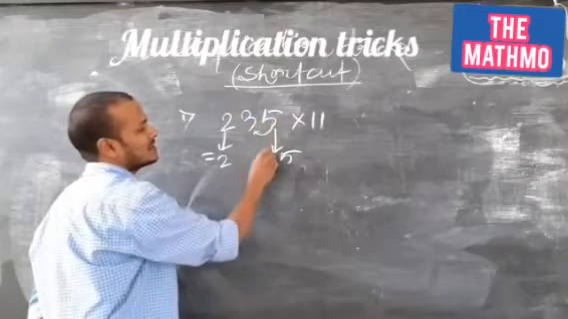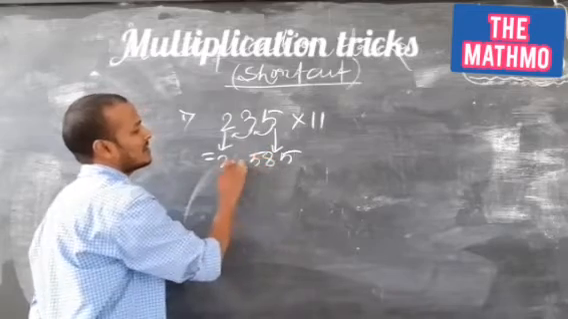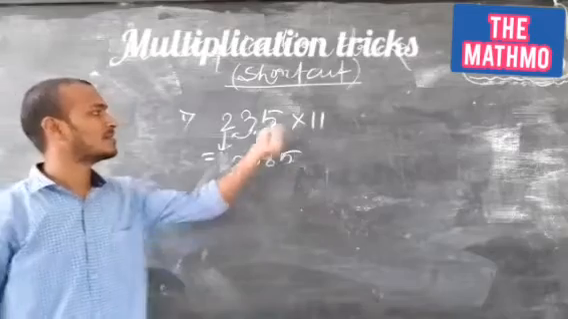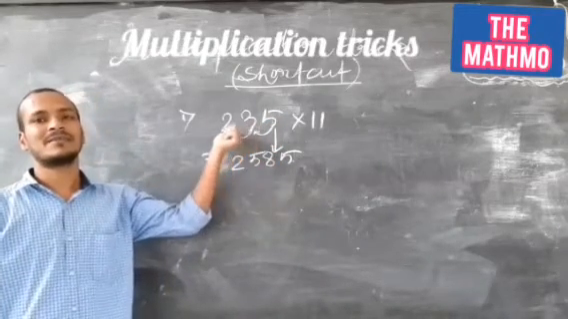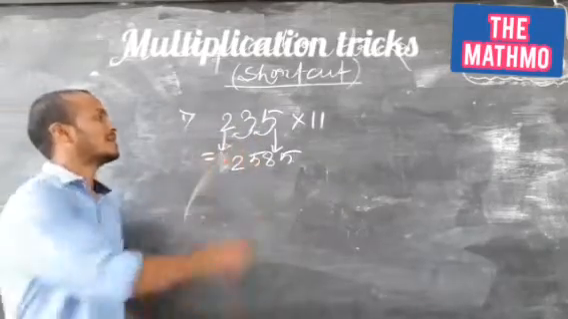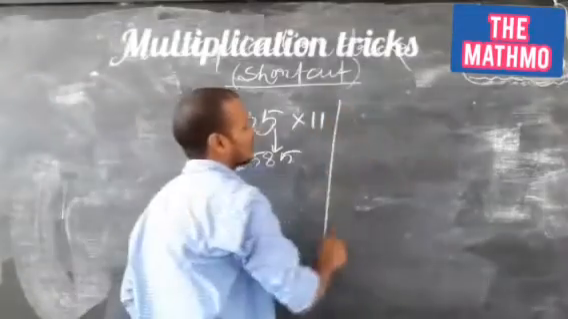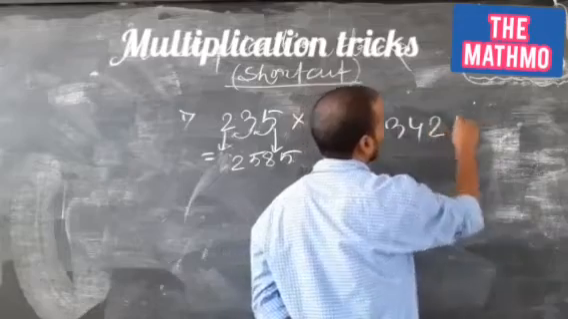5 plus 3 is 8. And then 3 plus 2 is 5, and these digits will remain the same, first and last, and just add each digit to the next one and put the value here. Add to the next digit and put it here, and the first will be the same and the last one will be the same. Take one more example.